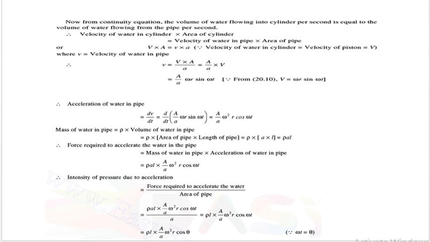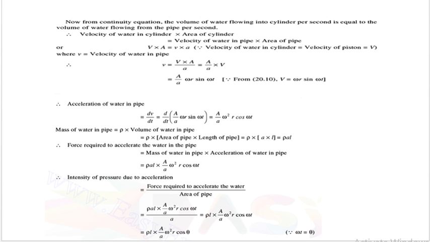So small v, the velocity of water in the pipe, we can write from this equation as capital V into capital A upon small a. Capital V we calculated in the last slide, which is omega R sin omega t. So small v, the velocity of water in the pipe, is equal to capital A by small a times omega R sin omega t. This is the velocity of water in the pipe, which can be the suction or delivery pipe.